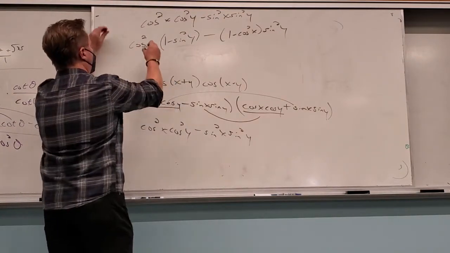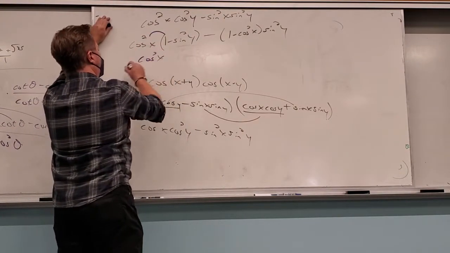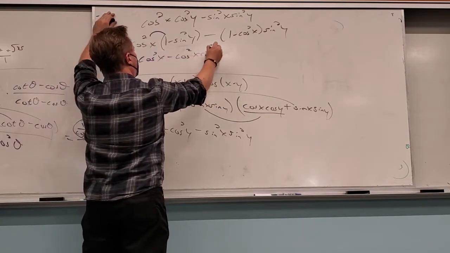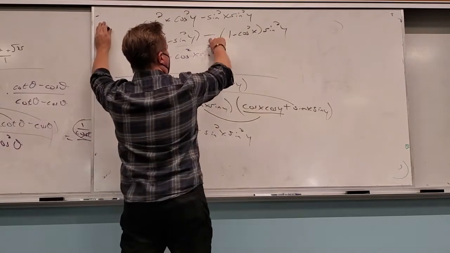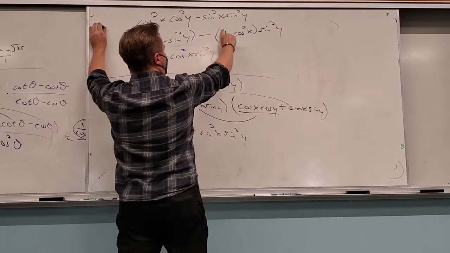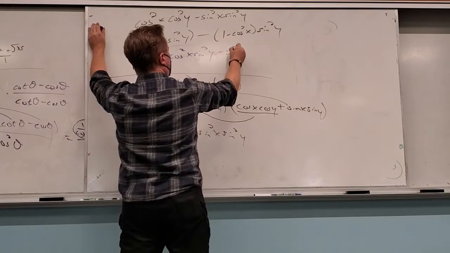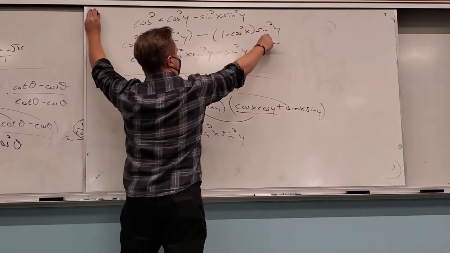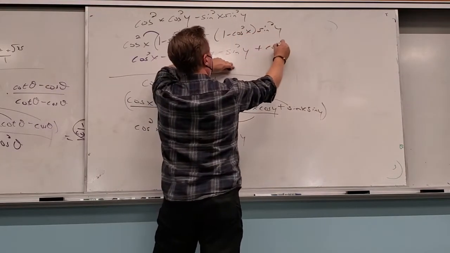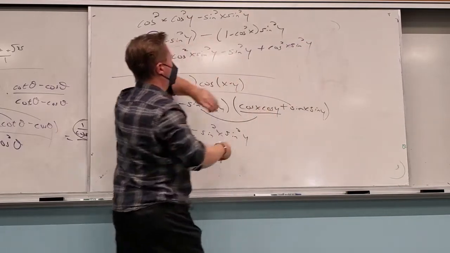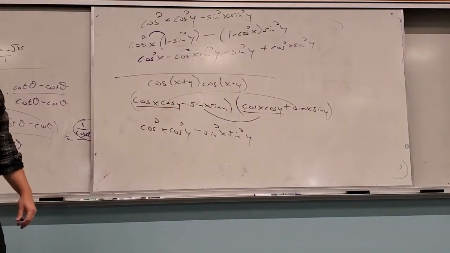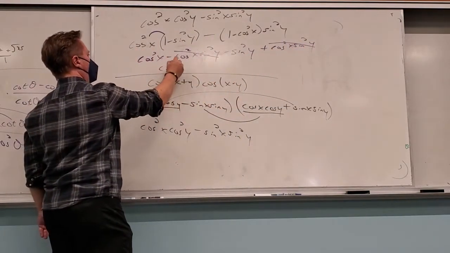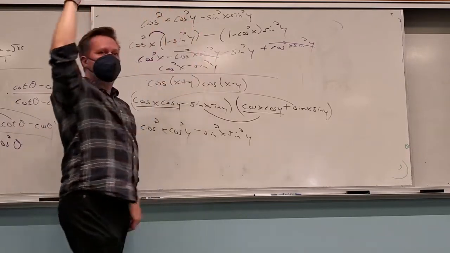What do I get here? I get cosine squared x minus cosine squared x sine squared y, right? Minus, all right, let me make sure everybody's cool with this. Minus sine squared y, right? Plus, is everybody cool? Plus sine squared x, sine squared y. Does anything cancel? And what are you left with? Done, right?